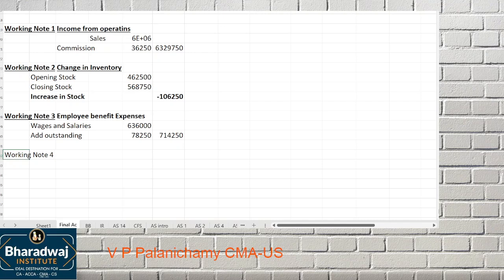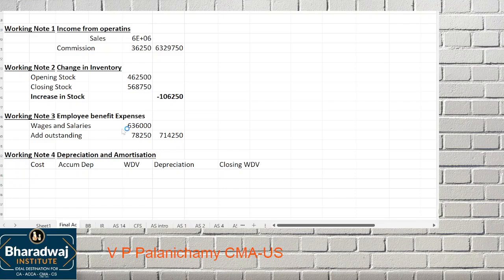Working note 4. Depreciation and amortization. In that, we have to provide on WDV. Let us take this as a working note for fixed assets also. So we'll take cost of the asset, accumulated depreciation, then we will get WDV. On that apply depreciation, then you will get closing balance. This we will take for balance sheet. It's like a twin working note.